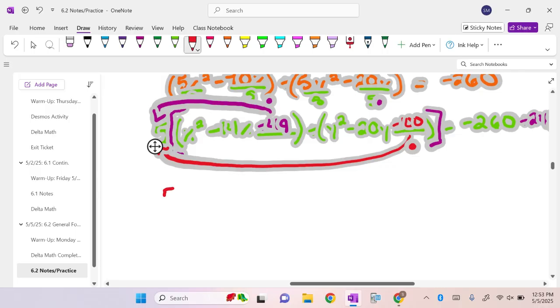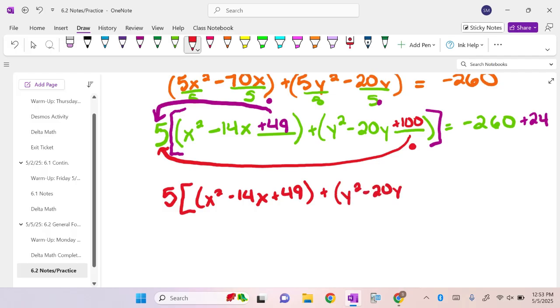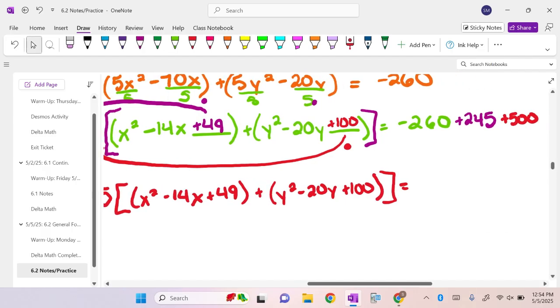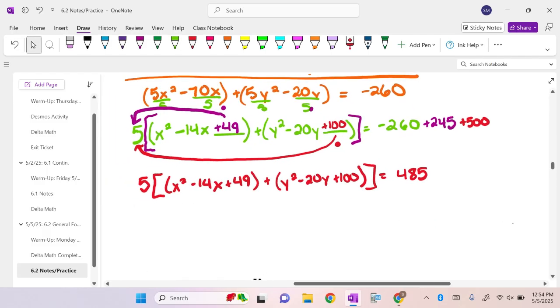So I now have 5 times x squared minus 14x plus 49 plus y squared minus 20y plus 100 is equal to, can someone add up these three numbers for me? It's what? 485. Now, before we do our factoring, I can now get rid of this 5. How do you think I will get rid of this 5? Divide both sides by 5.